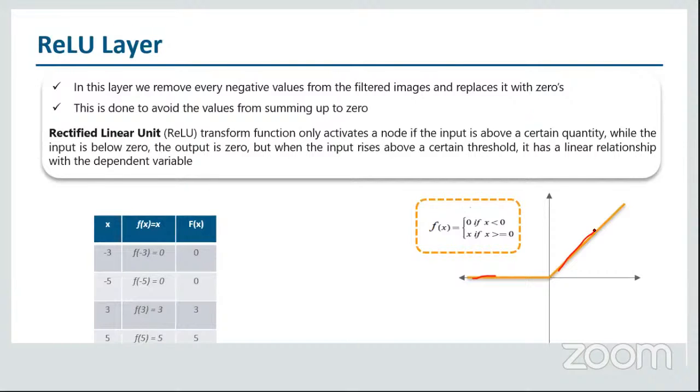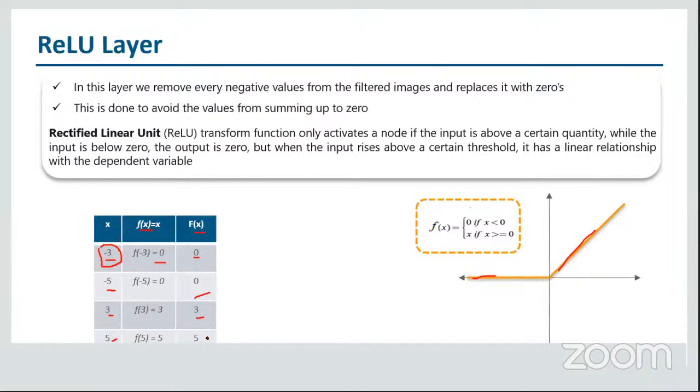Therefore, when the input rises above a threshold, it has a linear relationship with the dependent variable. So a ReLU layer works on that perspective. If you see some examples, if my x is -3, function of x becomes 0 because this is a negative number. If it is -5, it still becomes 0. If it is positive 3, it becomes 3. If it is positive 5, it becomes positive 5. That is where the ReLU function really makes a difference.